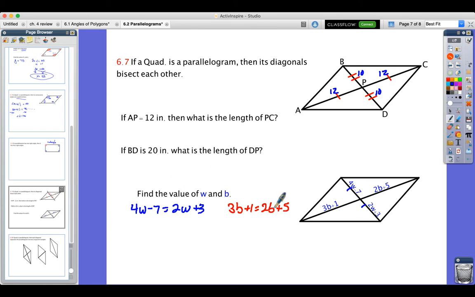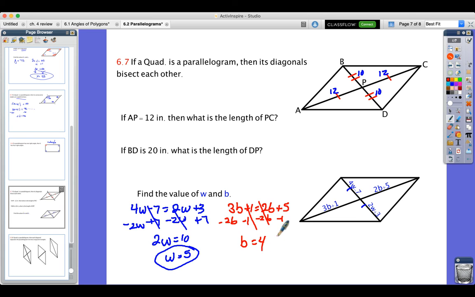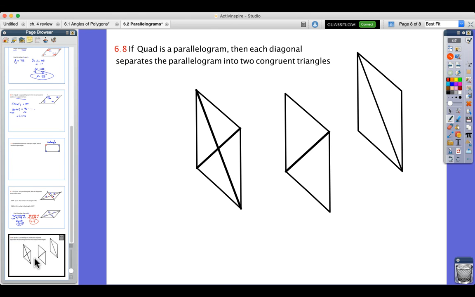We'll start with the W, so make sure you pause and try this out yourself and see if you get the same answer. So I will subtract 2W minus 2W and then add 7. Add 7. That way I get that out of the way and that out of the way, leaving me 2W equals 10. So W equals 5. Good. And let's look at B. So I will do minus 2B minus 2B, minus 1 minus 1. That's gone. That's gone. Leaving me 1B equals 4. And that's that.